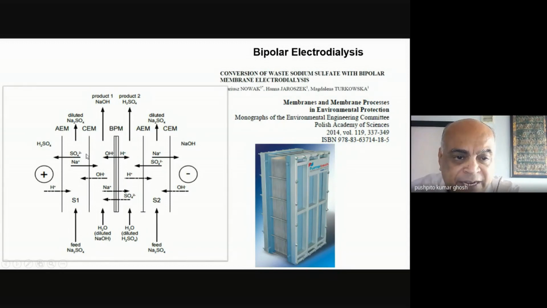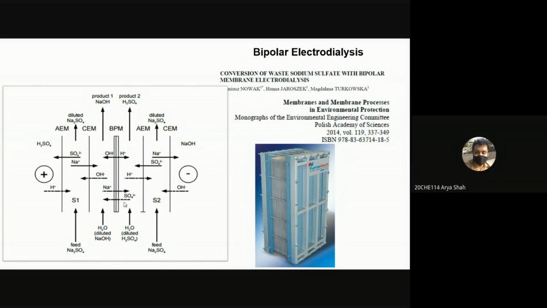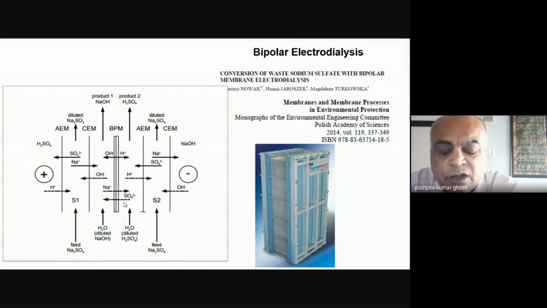One is a cation exchange membrane, one is an anion exchange membrane, and the other is basically a sandwich of an anion and cation exchange membrane, which is known as a bipolar membrane. What is the dissociation constant of water? How much is it? 10 to the power minus 14. Absolutely. What does it mean in terms of H plus and OH minus, their concentrations? 10 raised to the power minus 7, both will have that concentration. Absolutely. All right, and that's why your pH of water is 7.